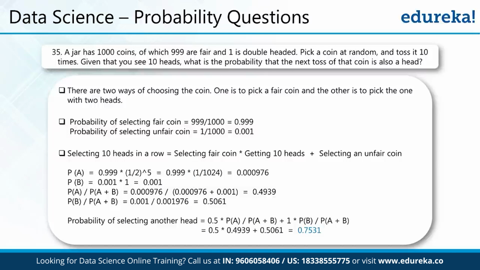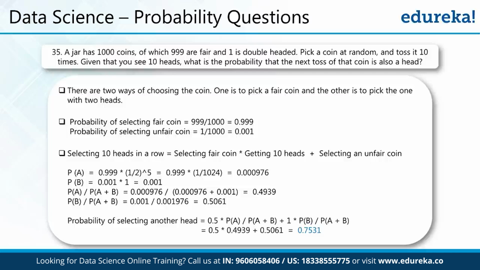So let's first put these two possibilities in place. There are 999 fair coins and one double-headed coin. We need to see the probability of how many times we can get that double-headed coin. From the jar's perspective, choosing a fair coin is 999 out of all the 1000 possible coins, which comes to 0.999, so a high probability. But for the unfair one, though there is a small probability, it might also appear at some point.